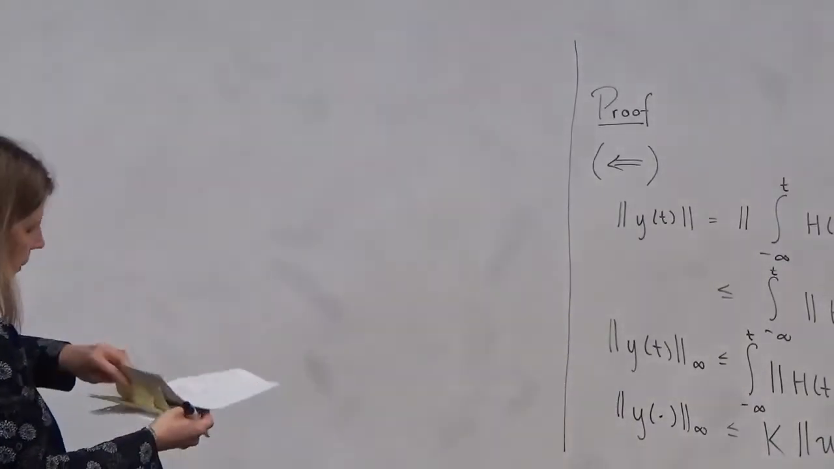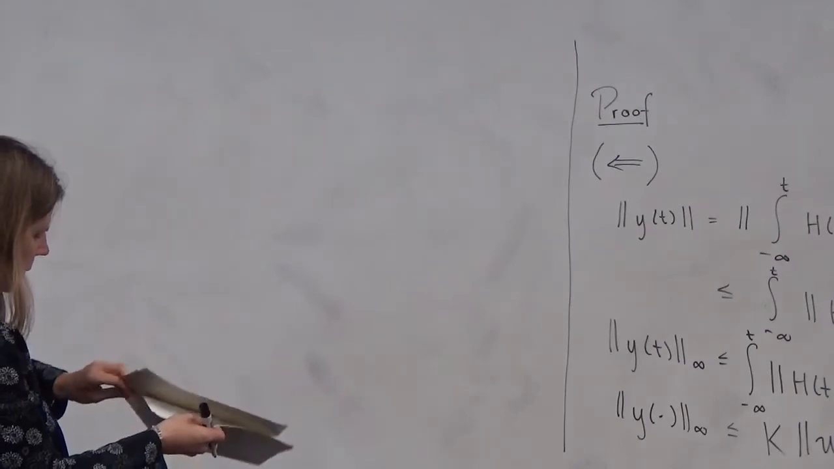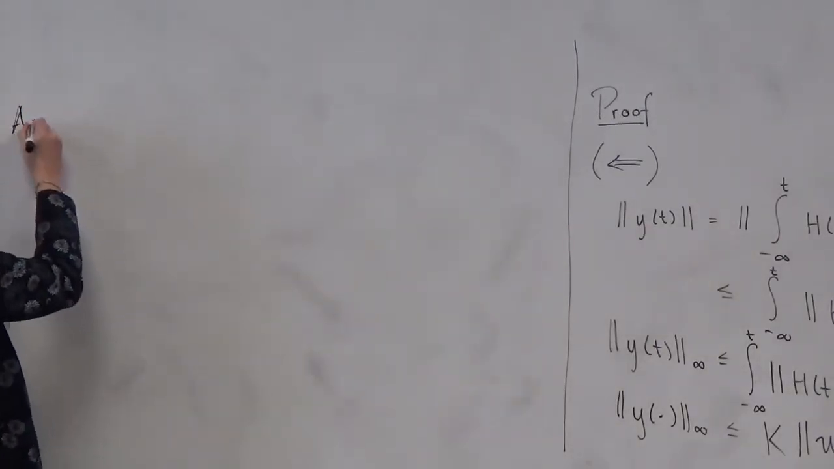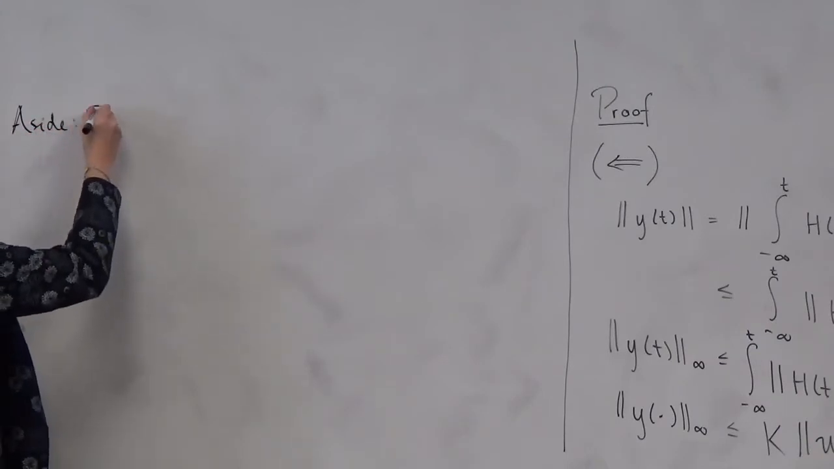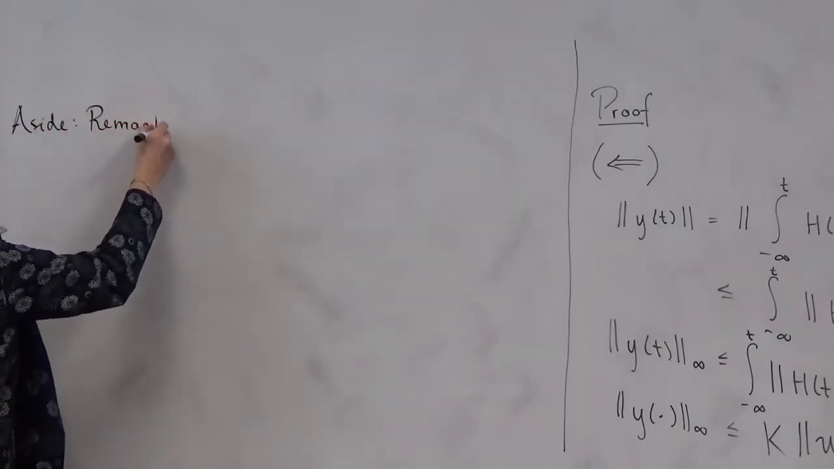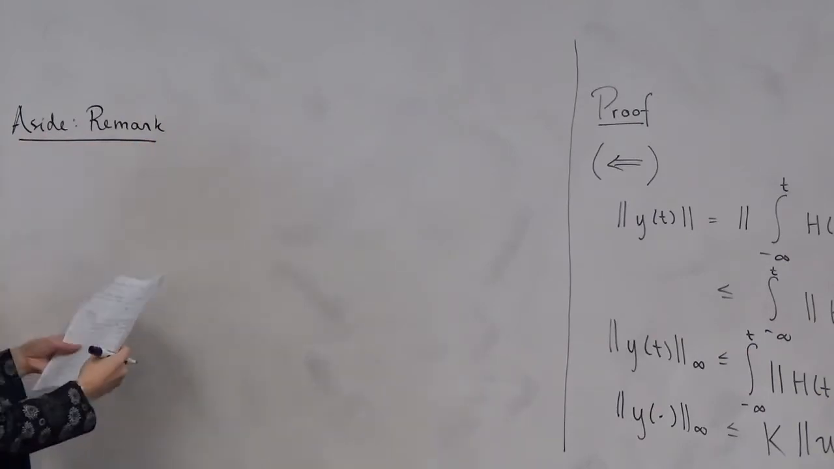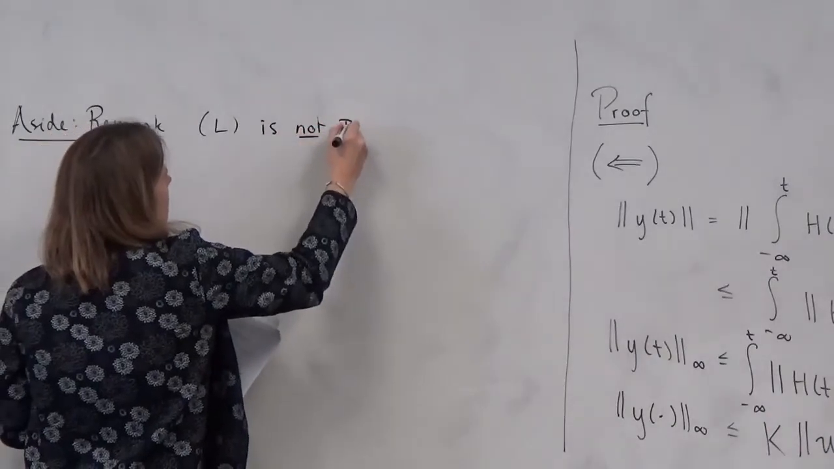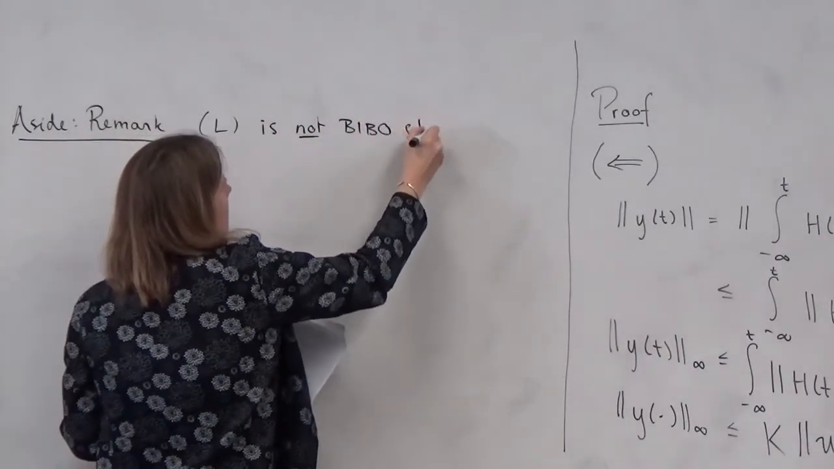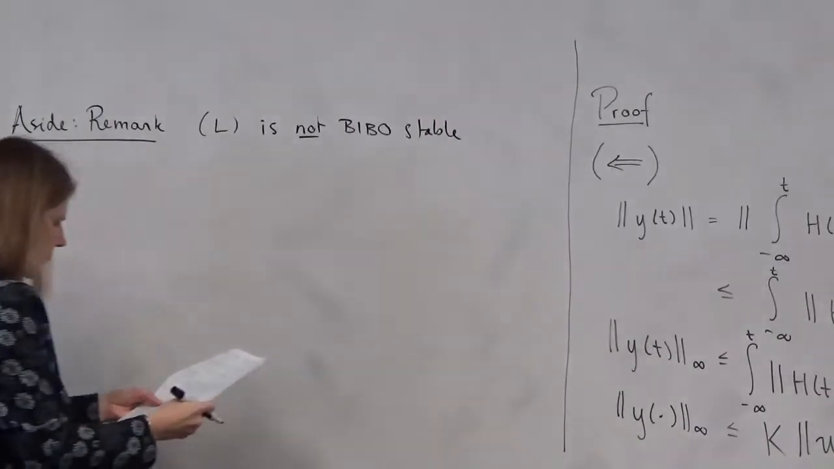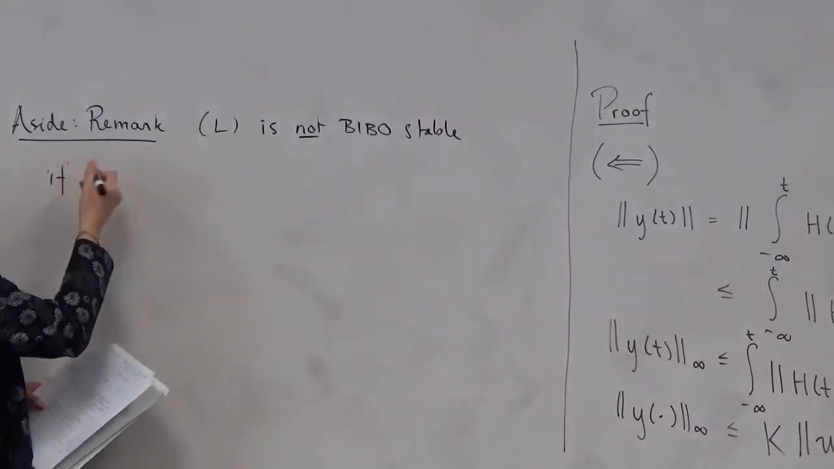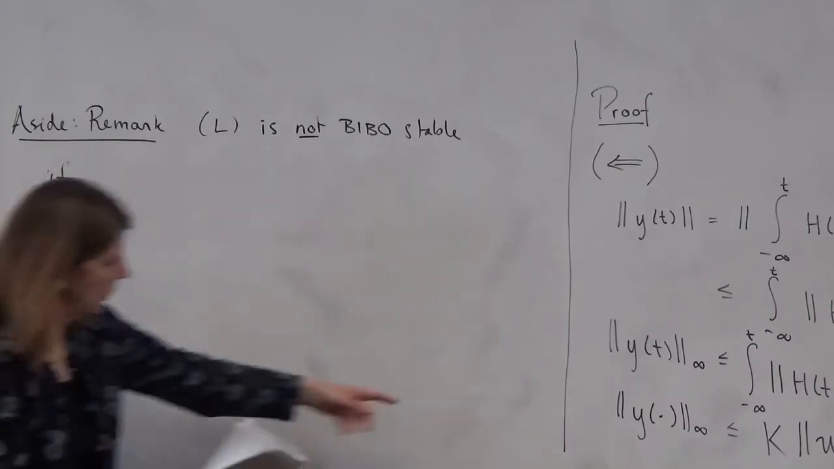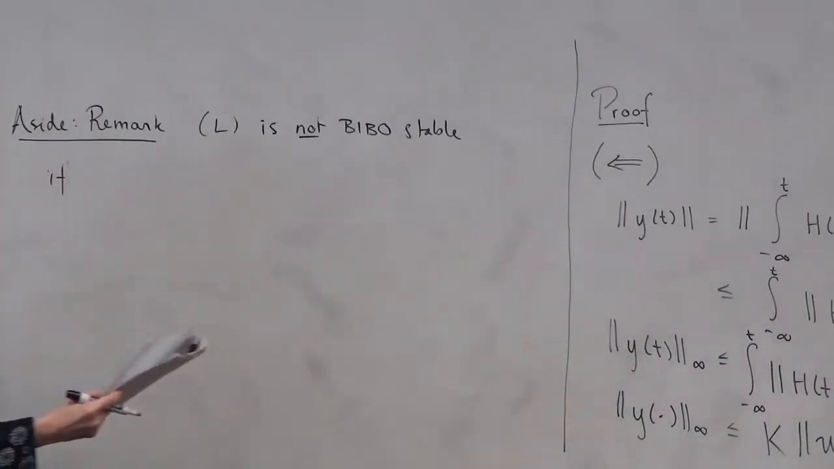So to prove that something is not bounded input, bounded output stable, aside, and it's a remark, it's actually a little earlier in the lecture notes, we'll come to it now. A system L is not BIBO stable if, just repeating what we said, no k exists to satisfy this equation here for a bounded input.